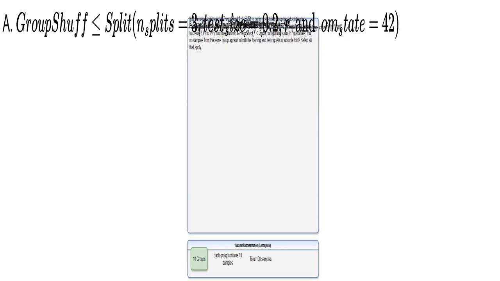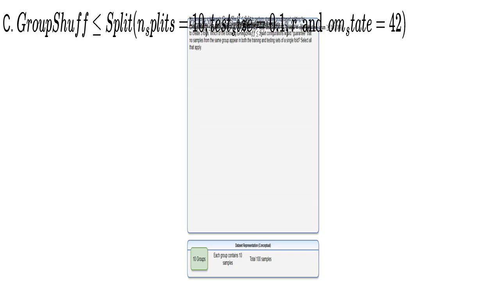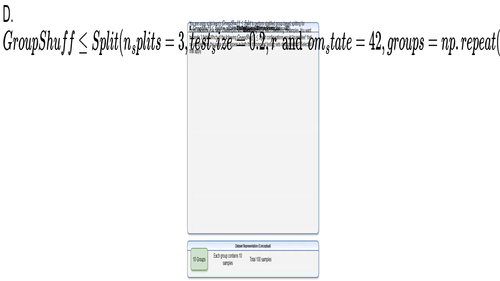This is option A. Let's analyze this later. Option B will be analyzed later. Option C. This will also be analyzed later. Option D. This will be analyzed later.